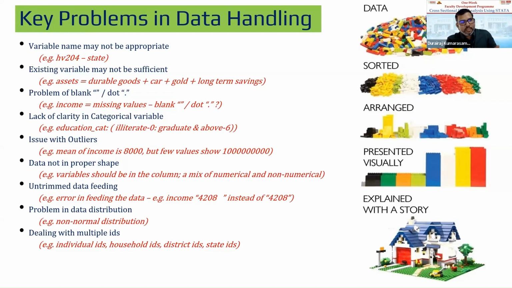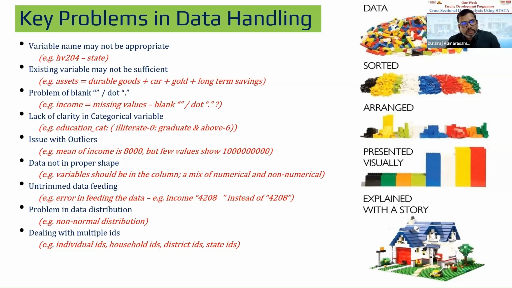Then you already have all the existing variables, but the existing variables may not be sufficient for your analysis purpose. For example, you may need total asset, but instead of total asset, they have variables called durable goods, car, gold, long-term savings, and so on and so forth. So now you are not satisfied with the existing variables. That means you are creating a new variable with the available existing variables. So again, you are generating a new variable. That is also part of data cleaning. The existing variables may not be sufficient, and you create a new variable based on the available data set.